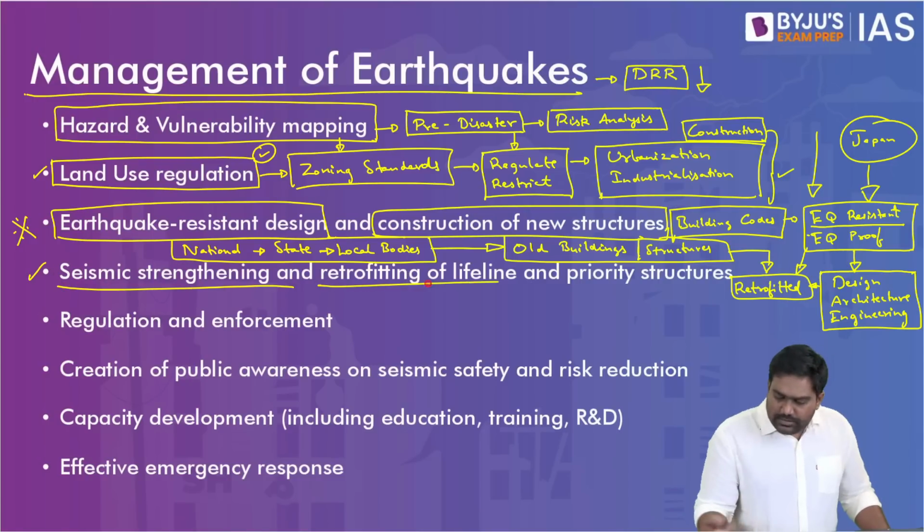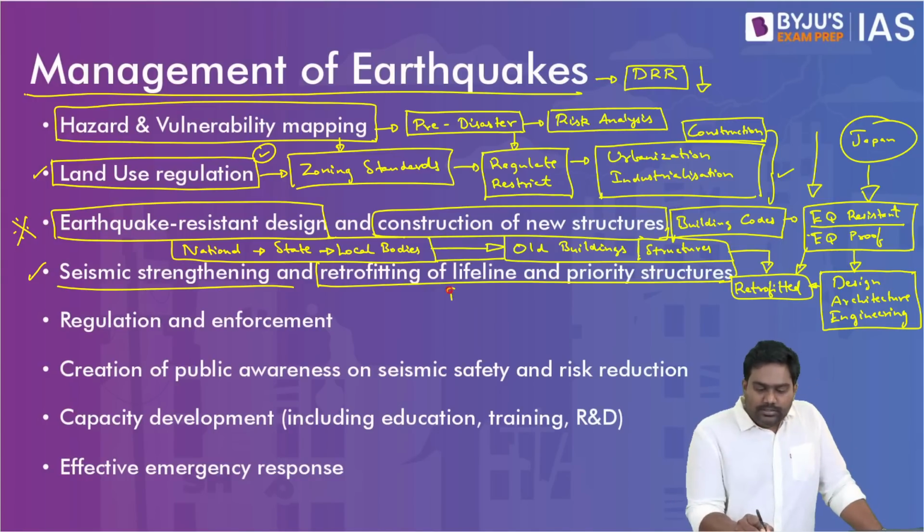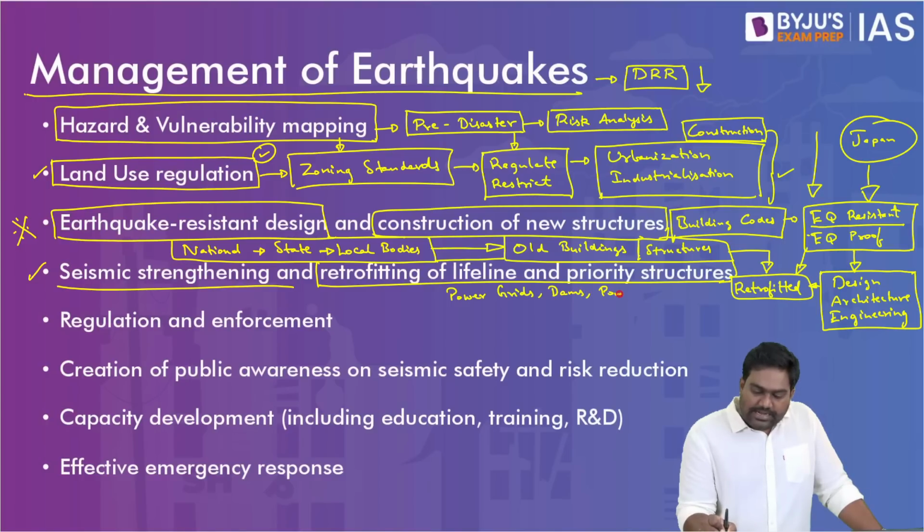Is that clear? Retrofitting of critical structures has to be taken up as a priority. For example, power grids, dams, power plants, nuclear plants, then critical government and defense facilities.